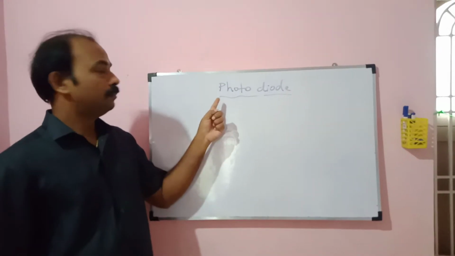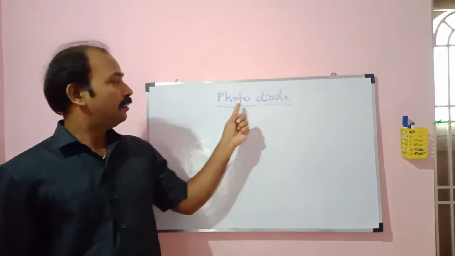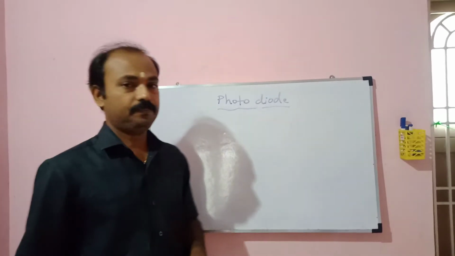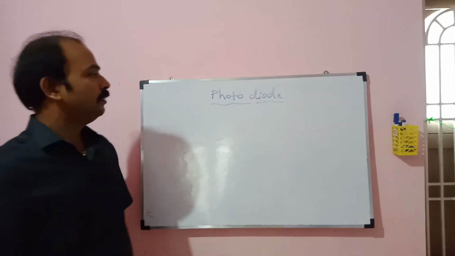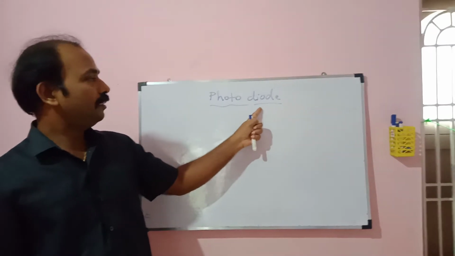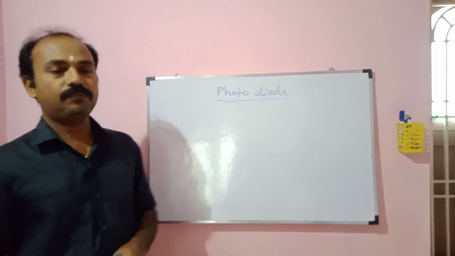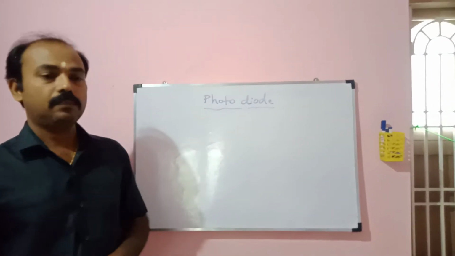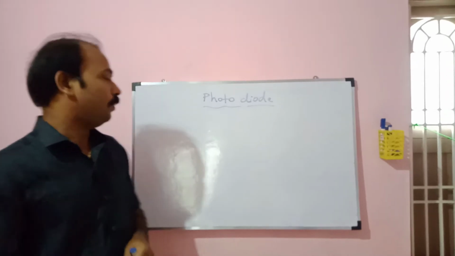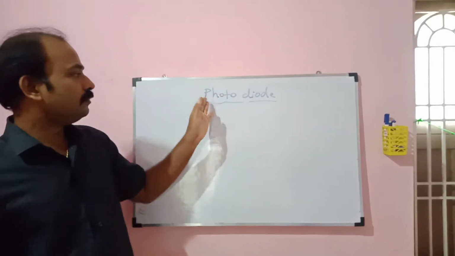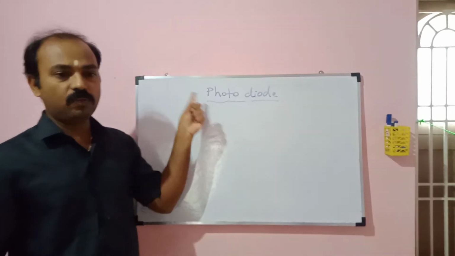So today we are going to see the working function of photodiode. Photodiode, what is the meaning? We know familiarly about the diode. Diode means a combination of P type and N type semiconductor that we normally call a PN junction diode. Here the different term is photodiode. Actually, this is a photosensitive device.